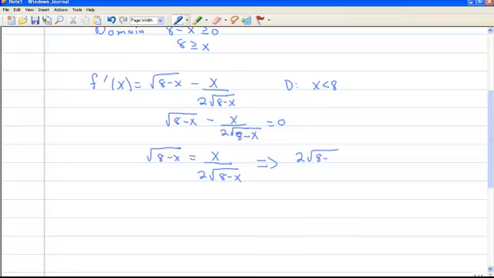8 minus x times the square root of 8 minus x equals x over 2 times the square root of 8 minus x, times 2 times the square root of 8 minus x.